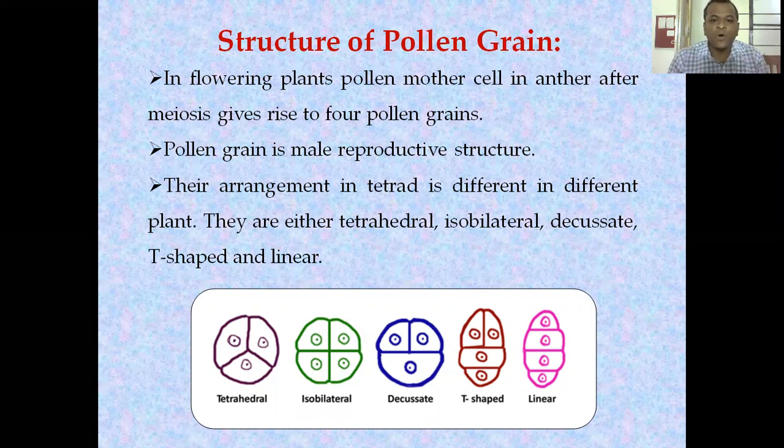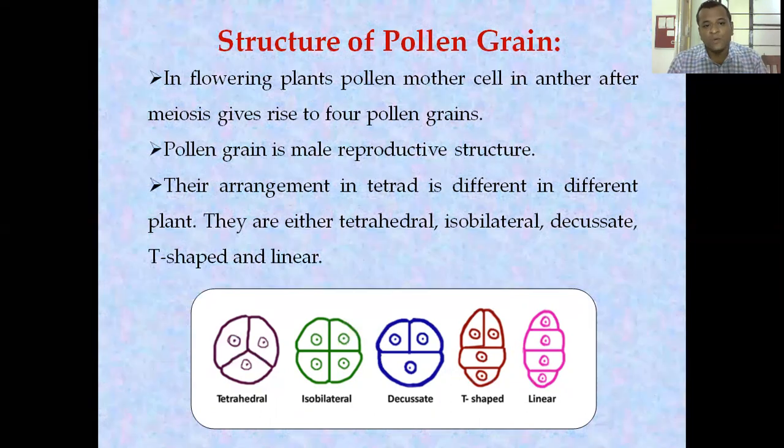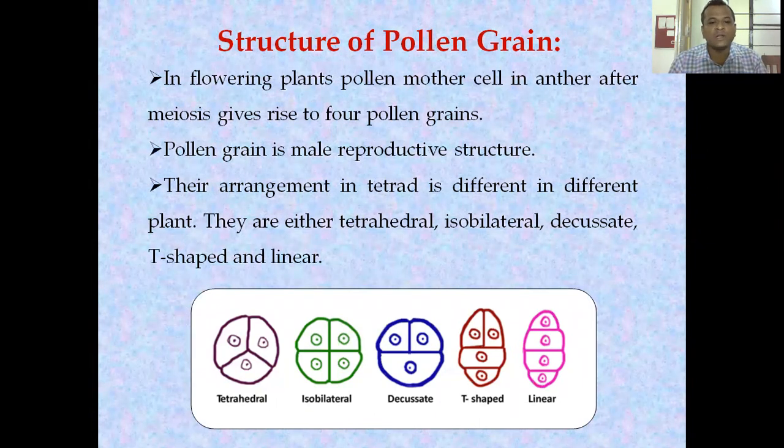That is, four pollen grains are developed from a single pollen mother cell after meiosis. The pollen grain is a male reproductive structure. Their arrangement in a tetrad is different in different plants. They are either tetrahedral, isobilateral, decussate, T-shaped or linear. In this diagram you can see all these five types: tetrahedral, isobilateral, decussate, T-shaped and linear.